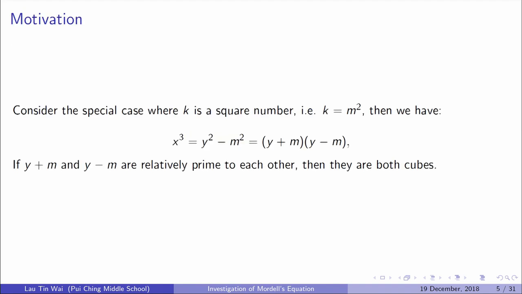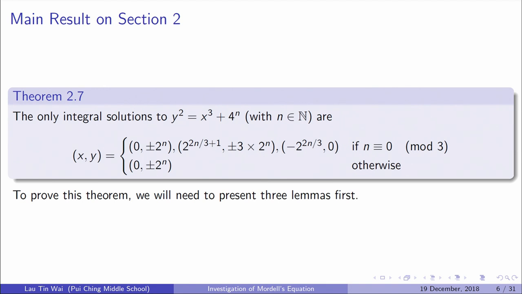So the first section is factorization in Z. Firstly, I consider some special cases of k such that some factorization can hold. For example, if k is a square number, then using the difference of two squares identity, I can factor it out. And the motivation is, if y plus m and y minus m are relatively prime to each other, then they are both cubes. Using this intuition, I can derive the main result, solving for k as a perfect power of 4. To prove this theorem, I'm going to present three lemmas first.